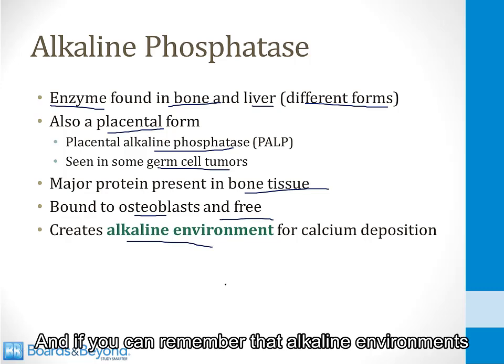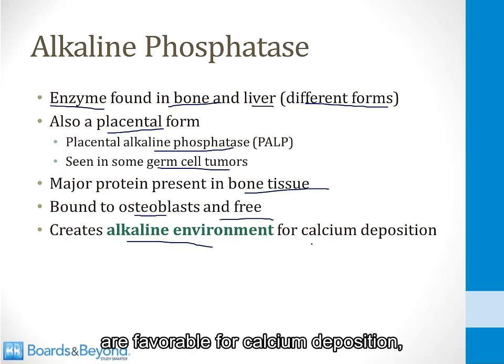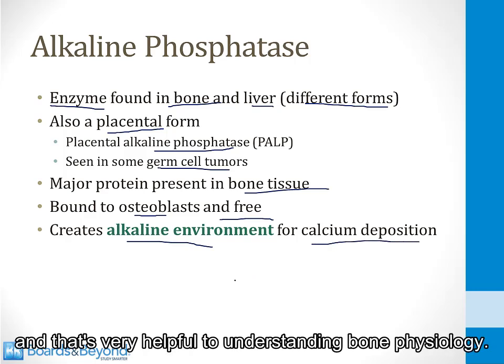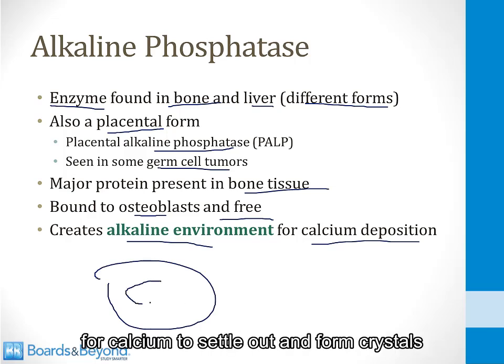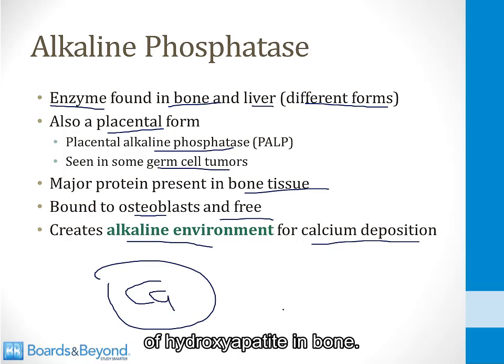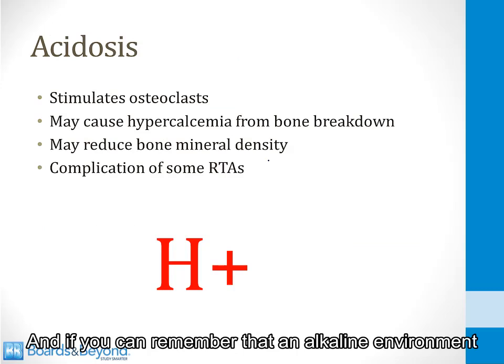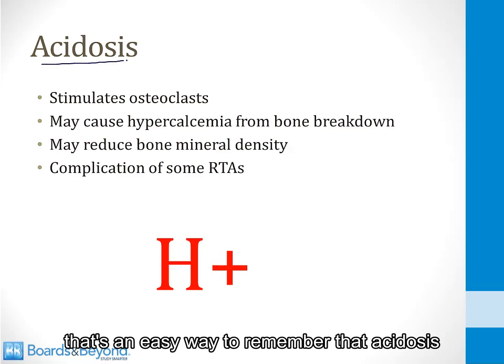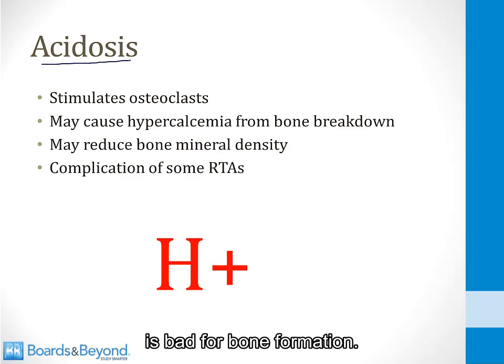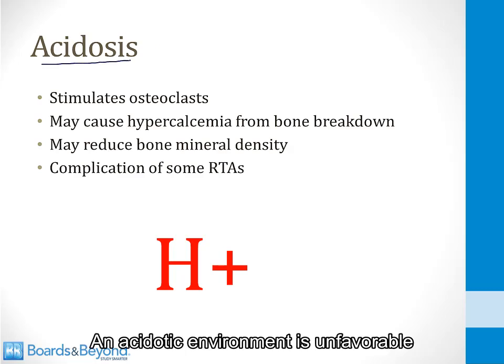And if you can remember that alkaline environments are favorable for calcium deposition, that's very helpful to understanding bone physiology. The osteoblast creates a high pH alkaline environment around the cell, and that makes a favorable environment for calcium to settle out and form crystals of hydroxyapatite in bone. And if you can remember that an alkaline environment is favorable for bone formation, that's an easy way to remember that acidosis is bad for bone formation. An acidotic environment is unfavorable for the deposition of calcium crystals.